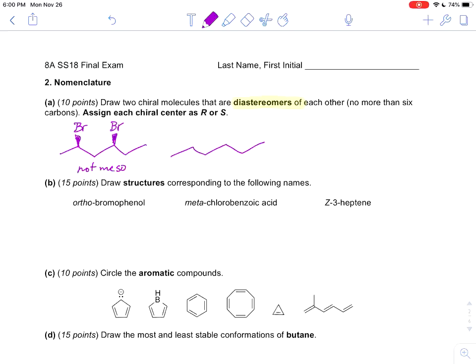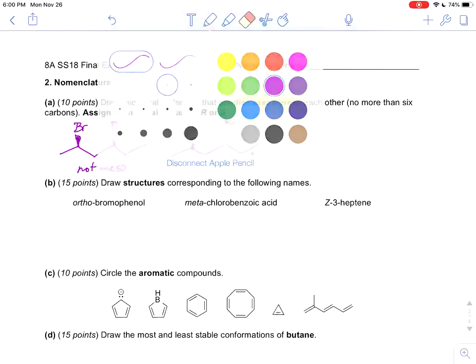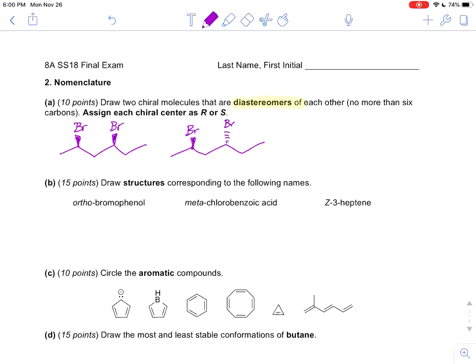In order to make it into a diastereomer, I have to keep one chiral center the same, so the configuration here on carbon 2 is the same as in the left structure, and then the other one is going to be different. So these two are diastereomers of each other. We're going to show the RS designation of each one.